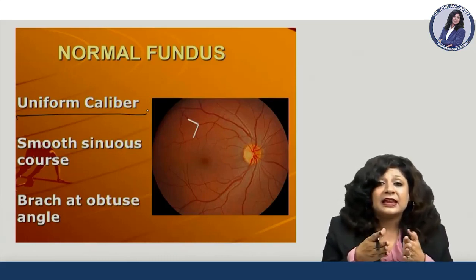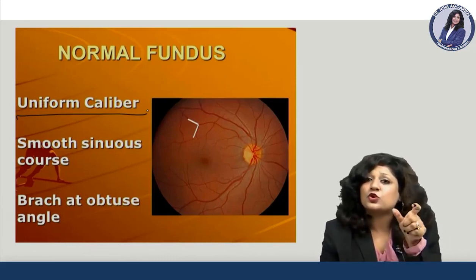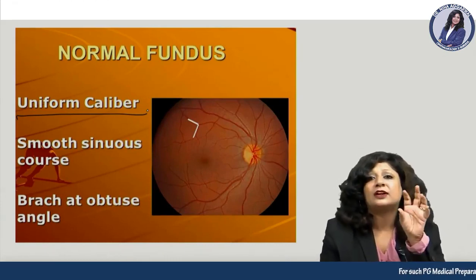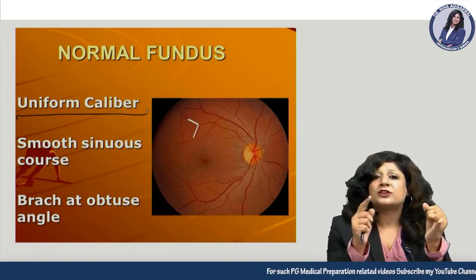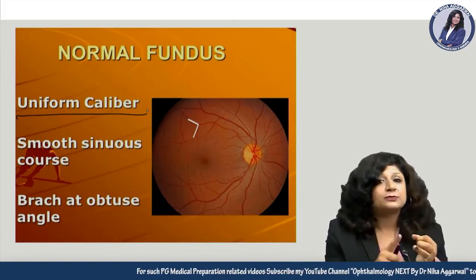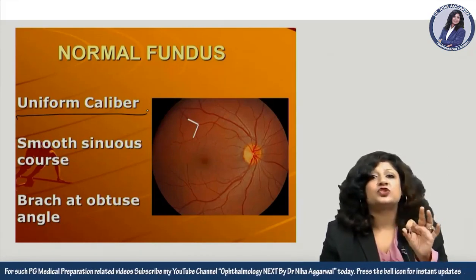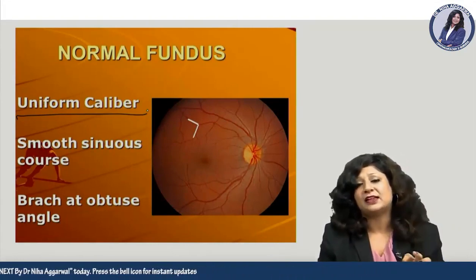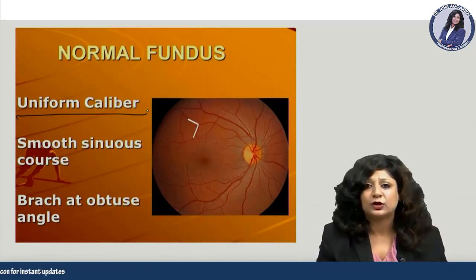Plus, the caliber means the space. That should also be uniform. Like you should not have kinking at some places or dilatation at some places. So there should be uniformity. It should be smooth. And the branching that is taking place, branching should be present at obtuse angles. Otherwise, that will also show up pathology.